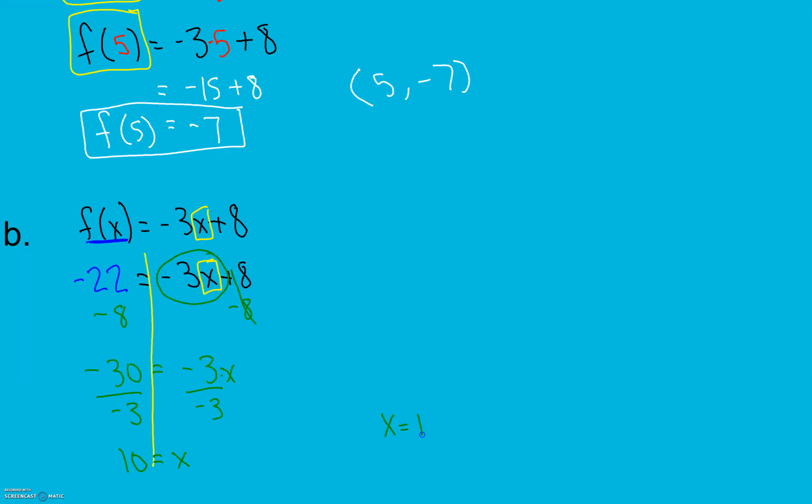So here, x is 10, which is what we were looking for when f of x was negative 22. We could also say f of 10, since x is 10, equals negative 22, or we could write it as an ordered pair: x is 10, y is negative 22. So depending on what we're looking for, here we were looking for x, and we got 10.